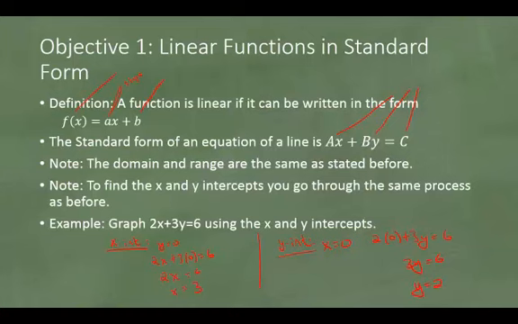Okay, so your x-intercept here is 3 for x, 0 for y. Your y-intercept here is 0 for x, 2 for y. Right? Remember, because we set x equal to 0. We set y equal to 0.